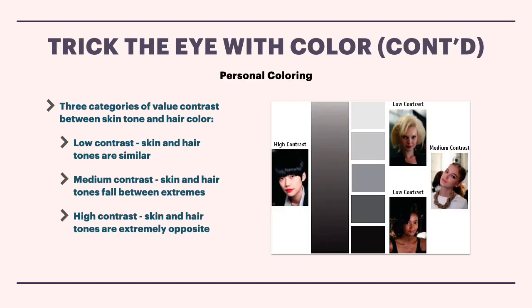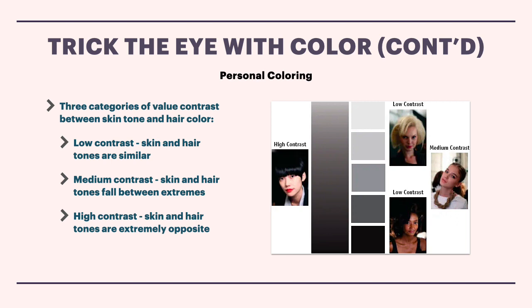Personal coloring. There are three categories of value contrast between skin tone and hair color. Low contrast is when the skin and hair tones are similar. Medium contrast is when the skin and hair tones fall between the extremes. And high contrast is when the skin and hair tones are extremely opposite. So basically the medium contrast is in between low and high contrast.